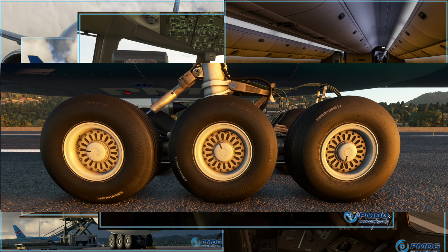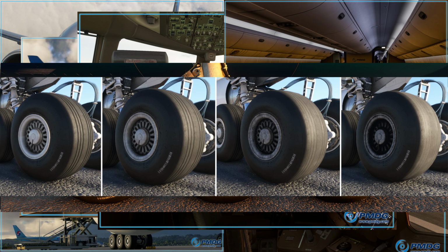Now, one last quick thing over here. The PMDG 777 is one of the few aircraft in Microsoft Flight Simulator where the landing gear actually has its own shadow mask applied to it, so that the beacon is going to cast a correct shadow, something that is not seen very much in Microsoft Flight Simulator. Now, next up, let's go ahead and have a look at the aircraft brakes and the tires.